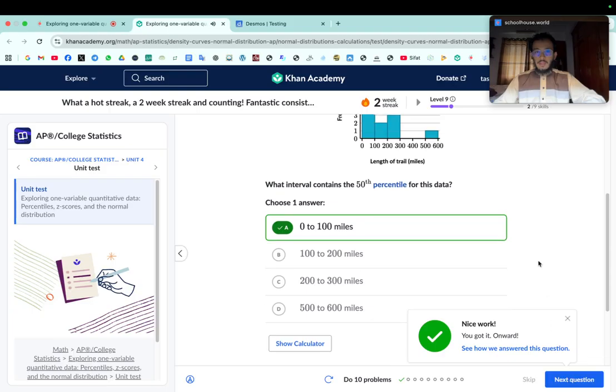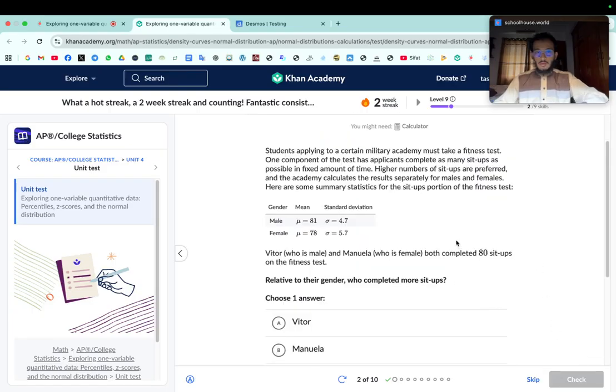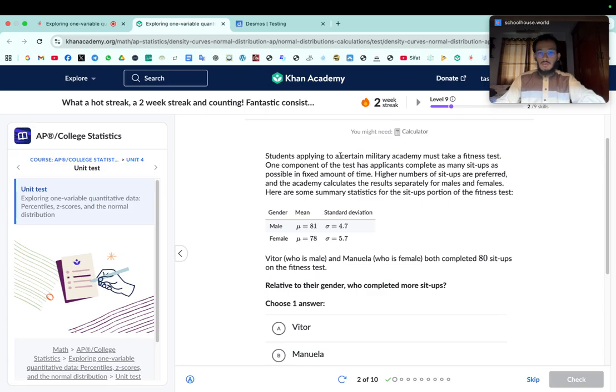Yep. All right. So for the next one, we have students applying to a certain military academy must take a fitness test. One component of the test has applicants complete as many sit ups as possible in a fixed amount of time. Higher number of sit ups are preferred, and the academy calculates the results separately for males and females. There are some statistics for the sit ups portion of the fitness test.